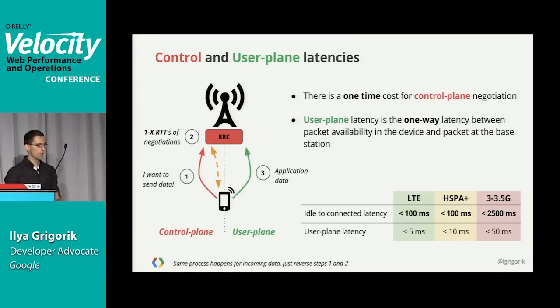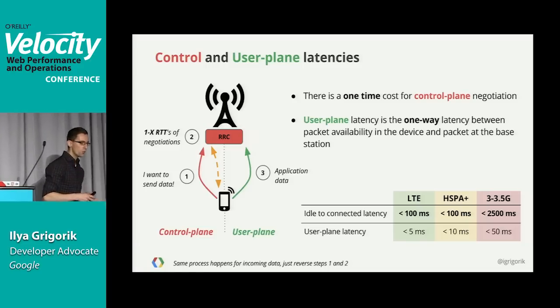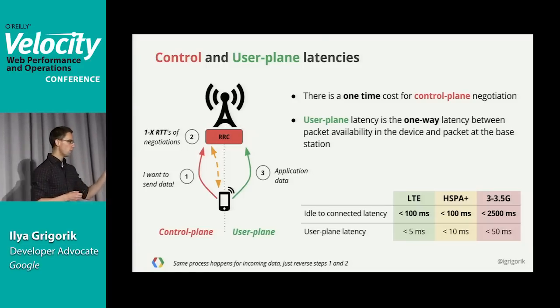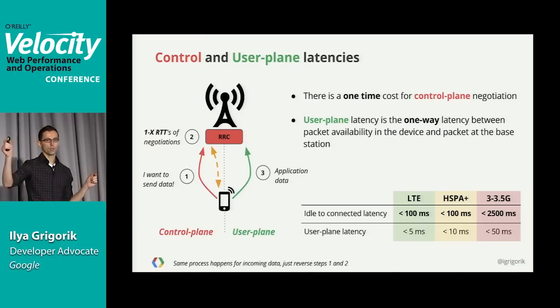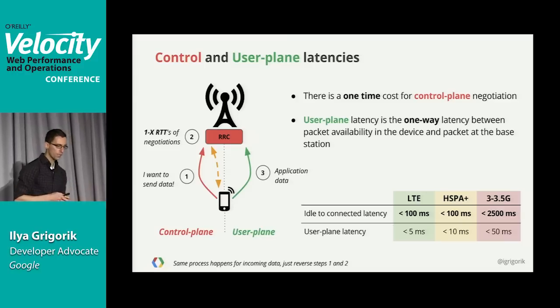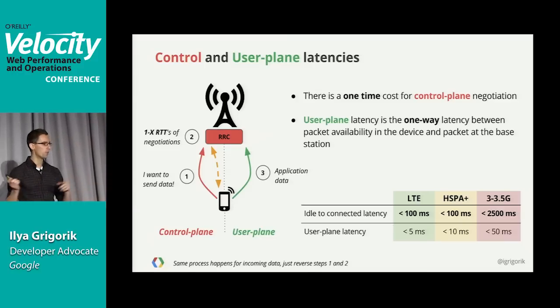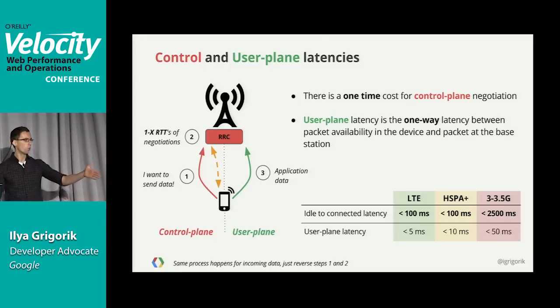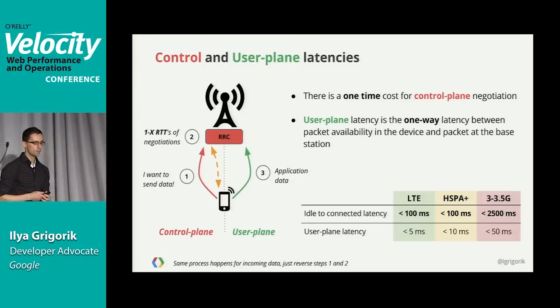And then once you have this resource assignment, you can actually start transmitting data. And the user plane latency is basically the latency between a packet being in your mobile device to a packet being available at the nearby radio tower. And with 4G or LTE, you're looking at about 5 milliseconds. So that's that first hop, right? So remember the example that I showed you with my Wi-Fi router being 1 millisecond. In 4G, that's about 5 milliseconds, right?